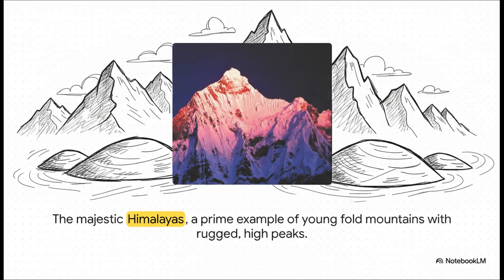And the result of that process, you get these majestic ranges like the Himalayas and the Alps. These are classic examples of young fold mountains, which is why their peaks are so rugged and high. Now, on the flip side, ranges like the Aravallis in India are super old fold mountains, and they've been worn down by millions of years of erosion.